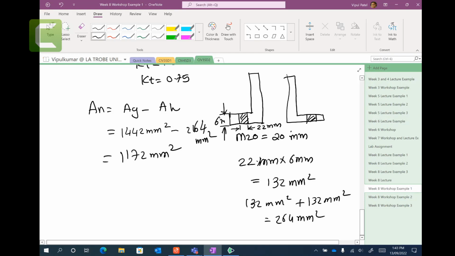One four four two. Take away 2 times 22 times 6. 1178. Oops, sorry, 1178. And 2 times 22 times 6, 264. Yep, 264. That's all good. Any questions? Finding the net area: you need to take out the area of the holes and take away from the gross area. It will be the net area that you require for the calculations.